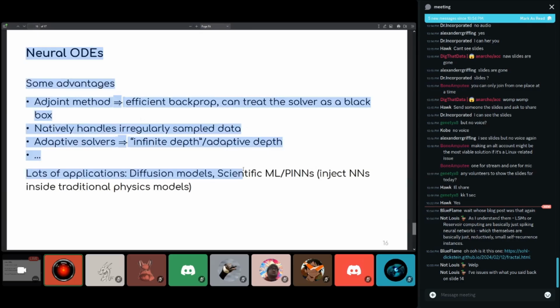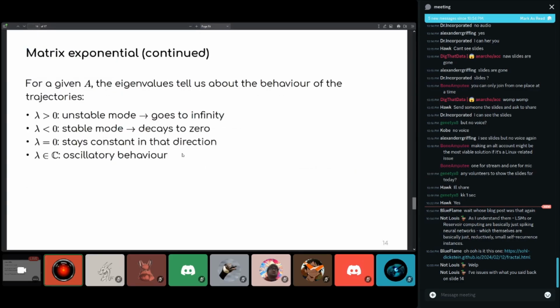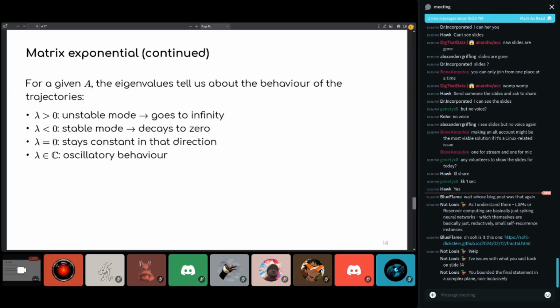You have issues with what I said back on slide 14. What did I say that was wrong? Go on. I can think of maybe many things. I bounded the final statement in the complex plane non-inclusively. Yeah, I mean, I was severely hand-waving this part.